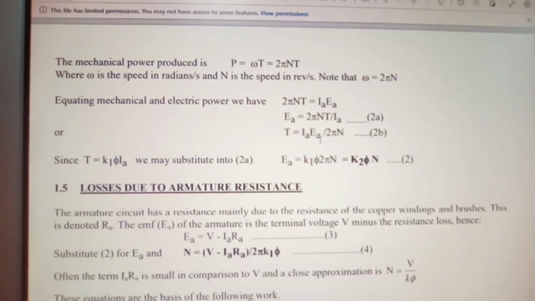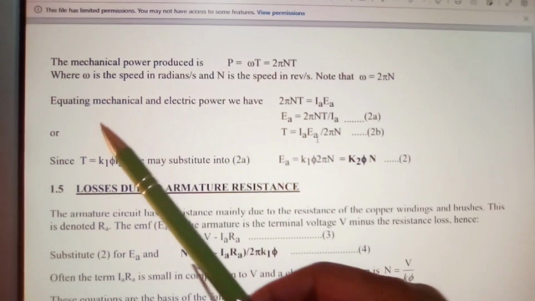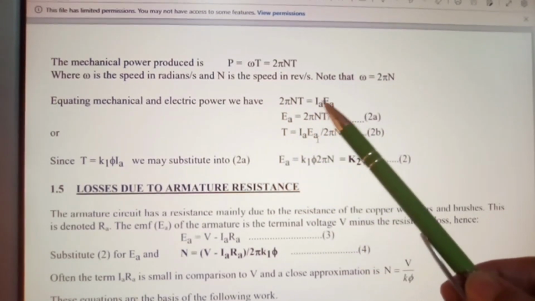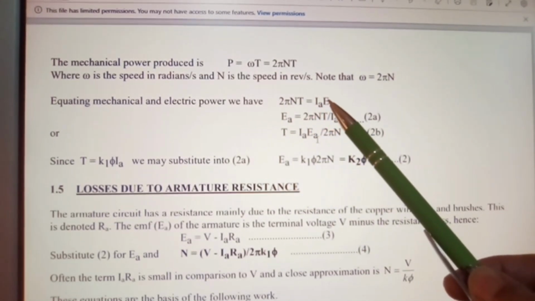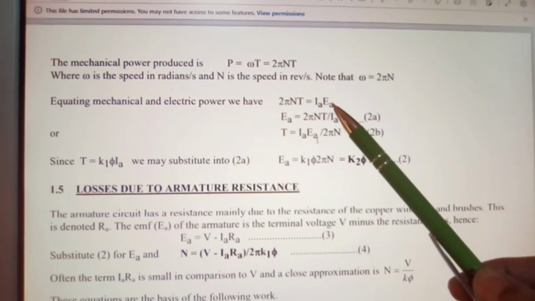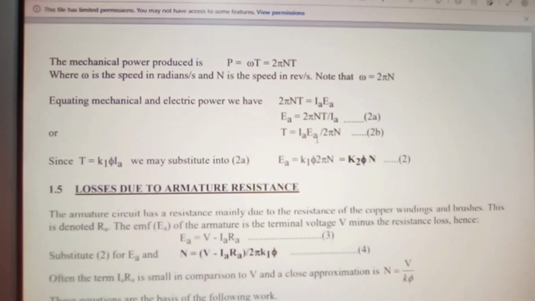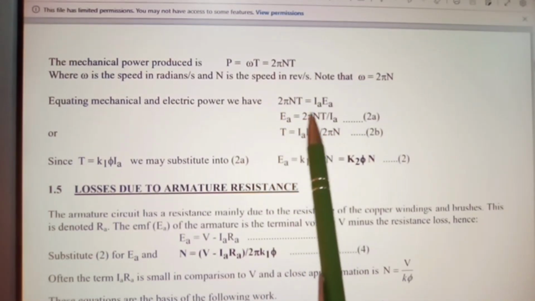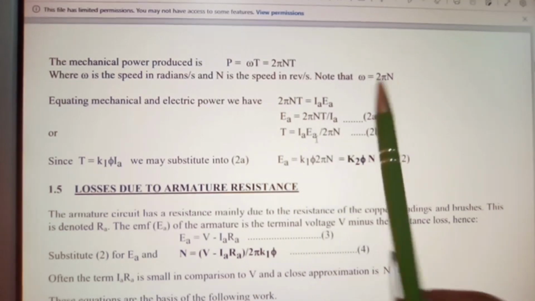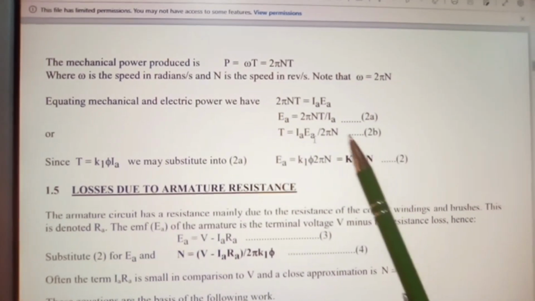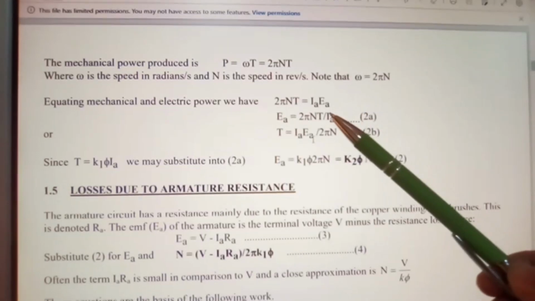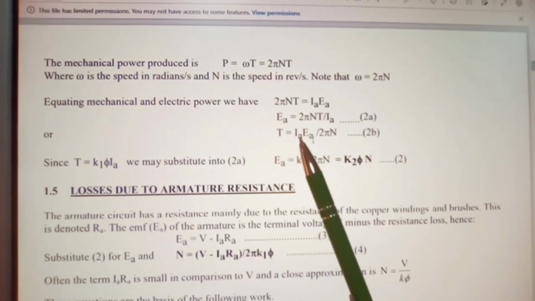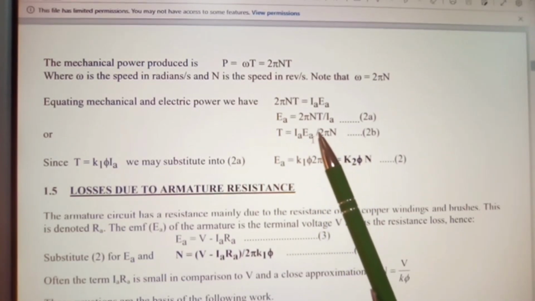Equating mechanical and electric power, we have 2 pi nT equals EA IA, where EA is the electromotive force in the armature. So EA equals 2 pi nT over IA. That will be equation 2A, and that's equation 2B. Now refer to these as the relevant equations, because T equals IA times EA divided by 2 pi n.